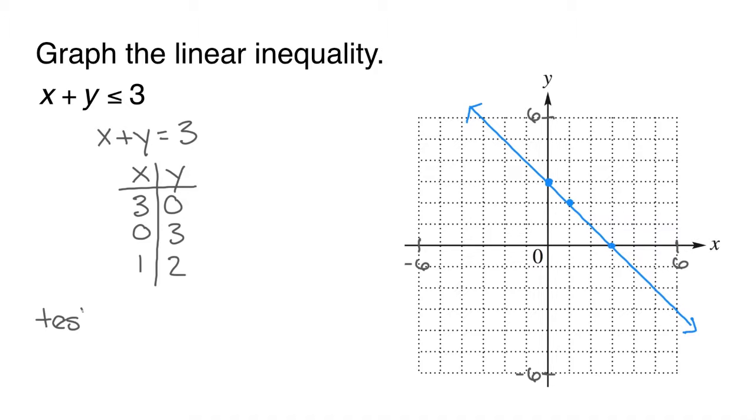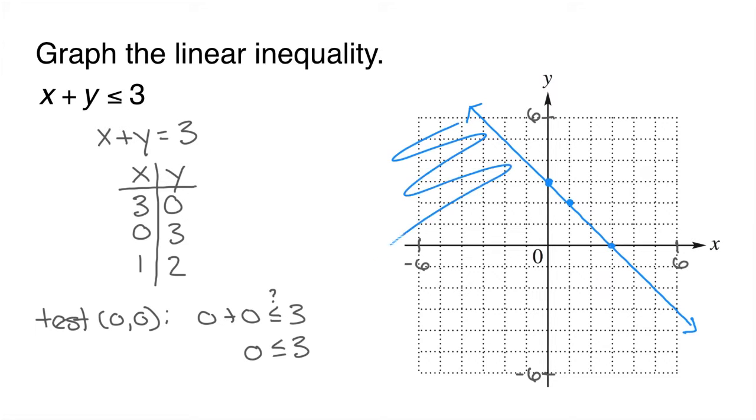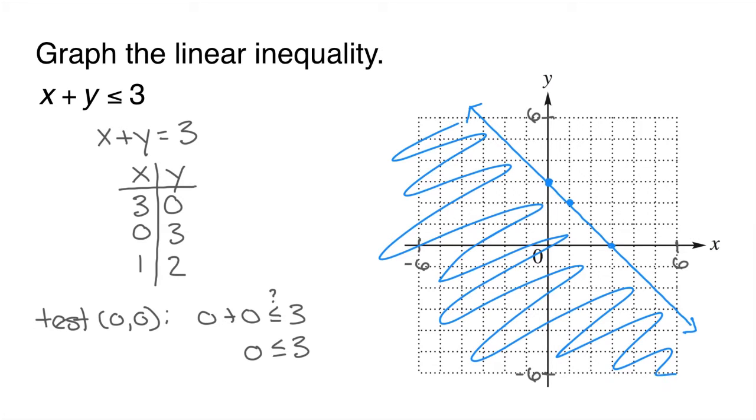Let's test the origin. So we'll test the point (0, 0) and determine if it satisfies or is a solution to the given inequality. Substituting 0 for x and 0 for y, we have 0 plus 0 is less than or equal to 3, which is a true statement because this simplifies to 0 is less than or equal to 3, which is true, and therefore we want to shade the side of the line that contains the origin. So we shade below and to the left of the line to graph this inequality.